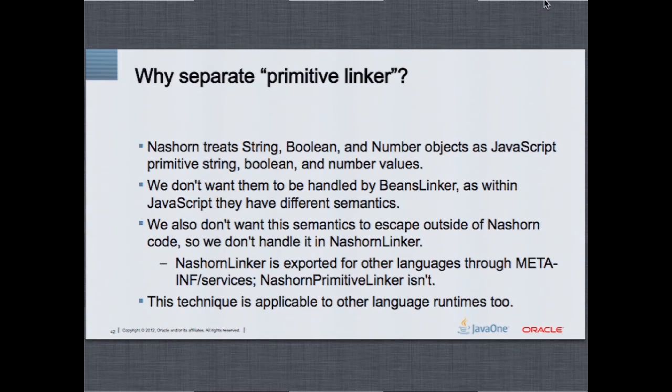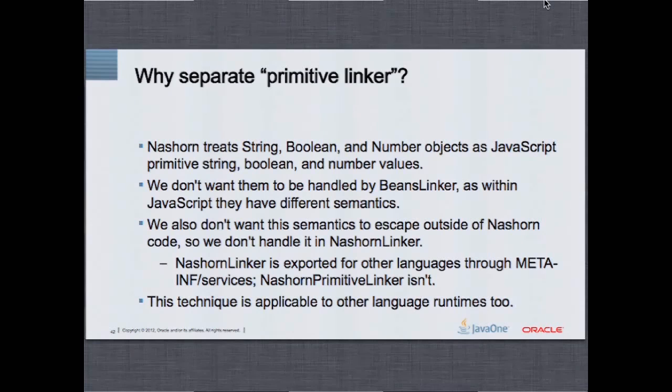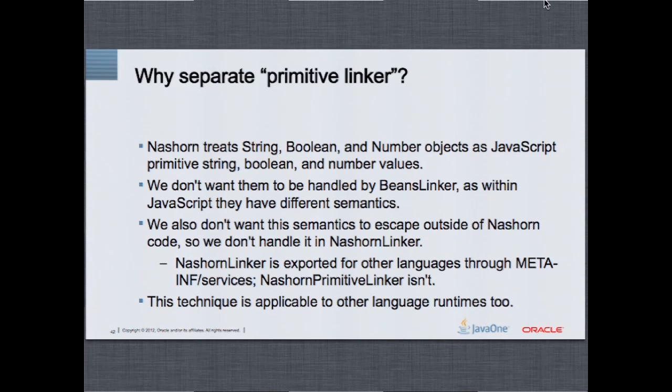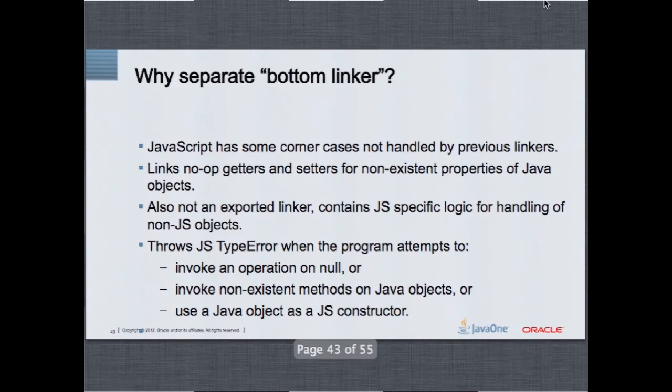On the other hand, we don't want this semantics to escape outside of our runtime, and the Nashorn linker itself is exported, so other language runtimes can discover the Nashorn linker for cross-language interoperability. So what we have is we export the Nashorn linker to be visible through META-INF services, but we don't export the Nashorn primitive linker. So it's a separate linker, additional semantics, but it's private to our runtime. This is a technique that's eminently applicable to any other language runtime too.